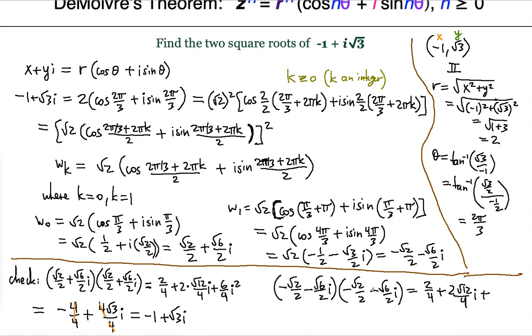Plus, now plus because the two minuses give you a plus, radical 6 times radical 6, right? So 6 divided by 4i squared. So as you can see, this is just like this line here. So it should give you the same answer, negative 1 plus radical 3i. So as you can see, this is beautiful. You find the square roots of the original complex number, and then if you check it, if you square each square root, even though they look different, they will give you the original complex number.